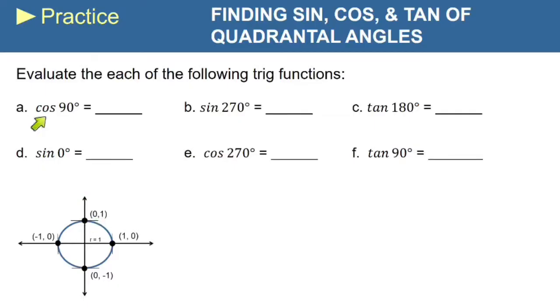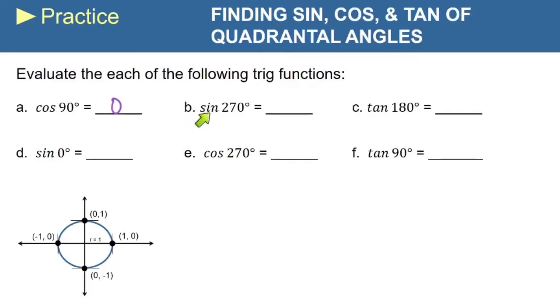So here we have cosine of 90 degrees. Now, with your angle in standard position, of course, the initial side never moves. It's always along the positive x-axis. So to get a 90-degree angle, the terminal side is going to have to go up through the top of the circle. So the cosine of 90 is the x-coordinate from this point. So the cosine of 90 is 0.